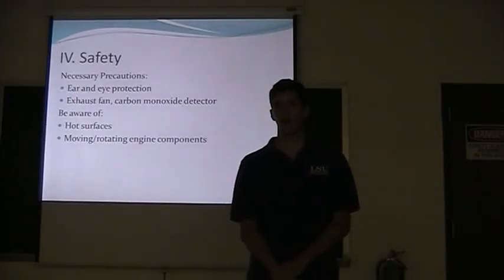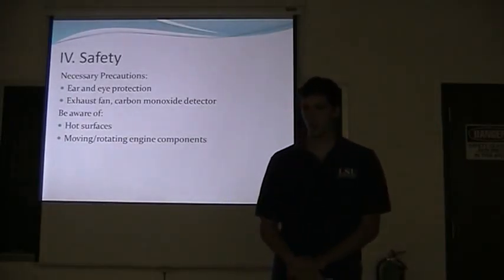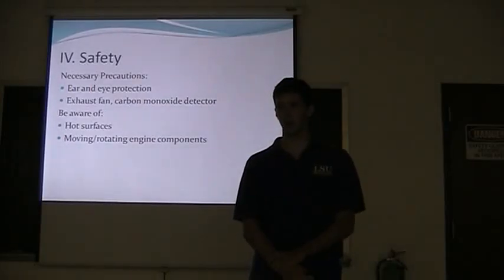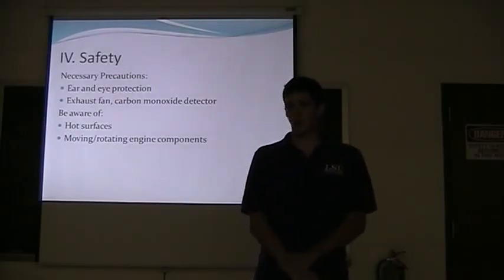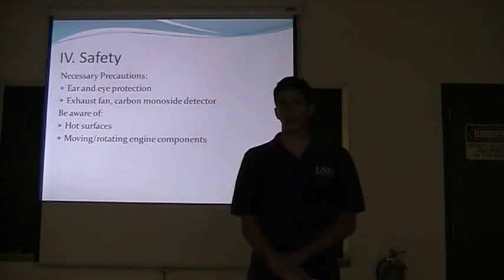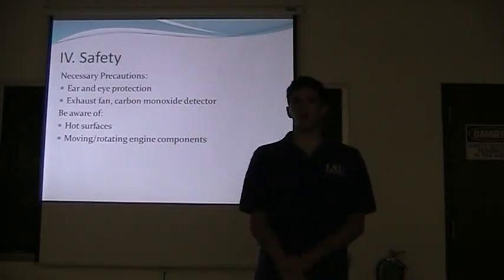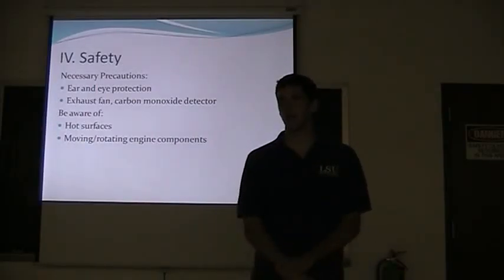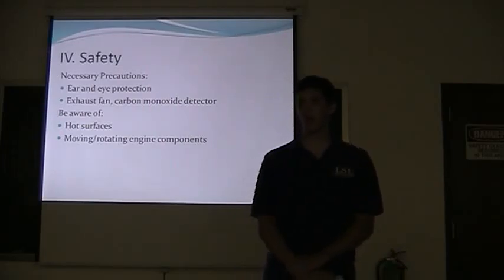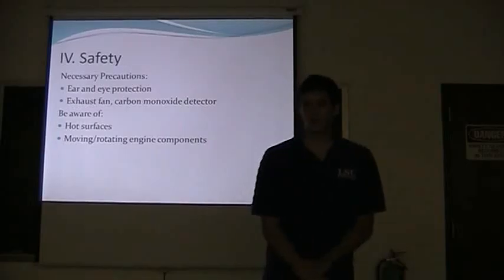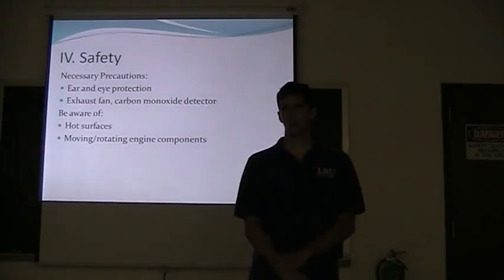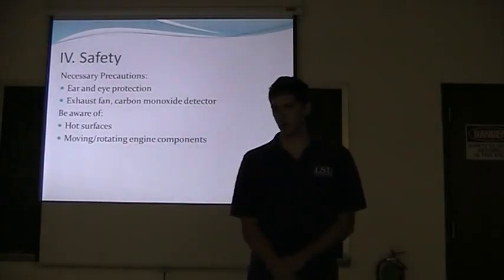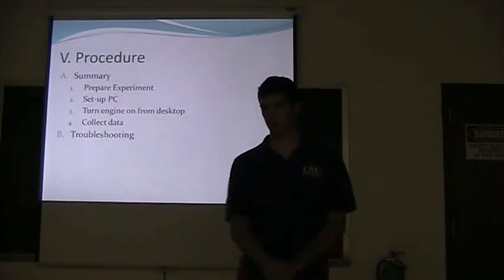Now, safety. In all our labs, we always try to promote safety, but in this lab especially, since there's a combustion engine, it's pretty important. Of course, we're going to have ear and eye protection. There's an exhaust fan. The exhaust fan has to be on before you do anything. That's the first step in the experiment. It's to prevent carbon monoxide. There are carbon monoxide sensors in the lab, and if they trigger, then we stop the lab and exit the room. Other things to watch out for are hot surfaces, not only on the engine itself, but hoses and pipes. They're going to be circulating hot water, so they're going to be hot. And of course, moving, rotating engine components. It's probably best to just keep your distance.